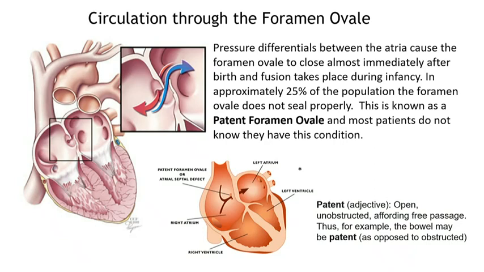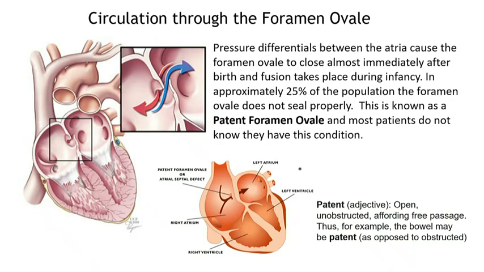However, in approximately 25% of the population, the foramen ovale does not seal properly. This is not a heart murmur, okay? Heart murmurs are associated with the valves, okay? But this is known as patent foramen ovale, and most patients don't even know they have that condition, okay?